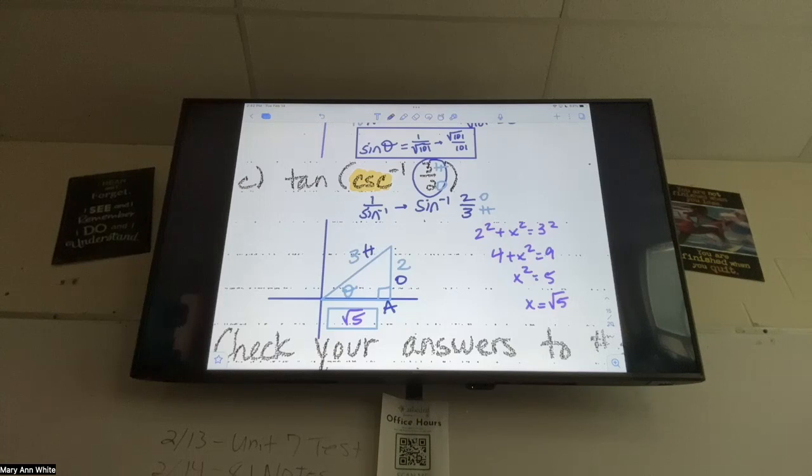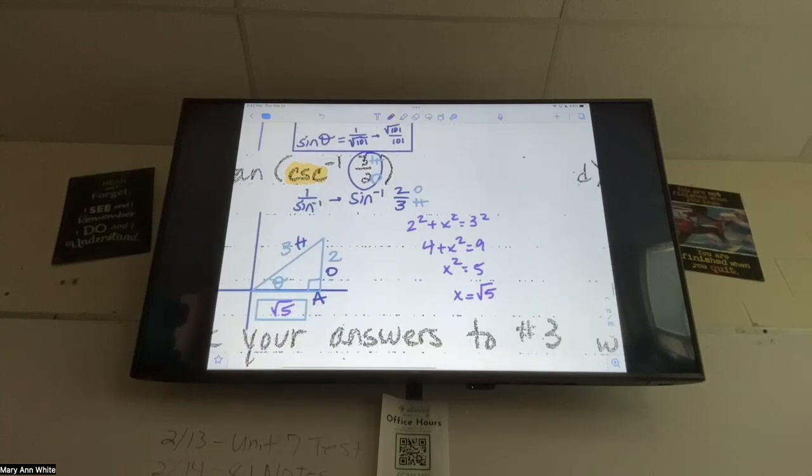Okay, and then I want to do tangent. I know tan is O over A. Remember this root 5 is going to be a positive number because I'm going to the right on the x side. Everything in quadrant 1 is positive. So tangent of this angle is going to be 2 over root 5, which is the same thing as 2 root 5 over 5.